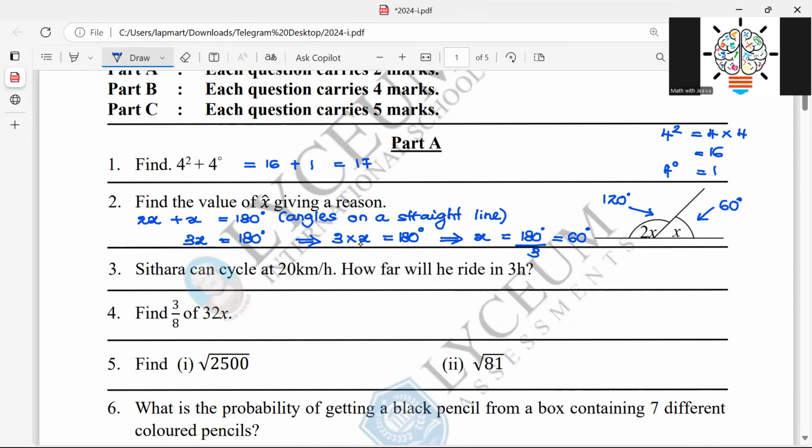Sitara can cycle at 20 kilometers per hour. So that means this is the speed, right? So this is the speed value.